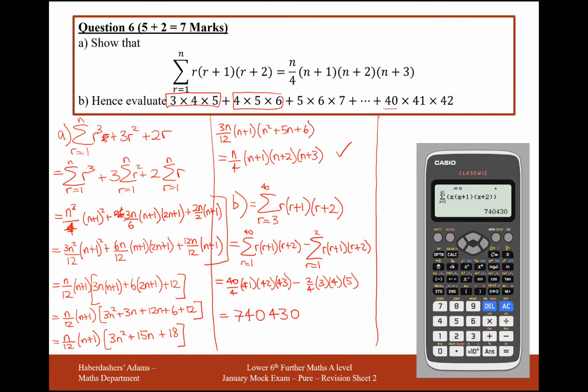So it's going to be x, bracket, x plus 1, bracket, bracket, x plus 2, bracket. And it goes from 3 up to 40. I can change those bottom and top numbers as I wish just by using this control pad arrows here. Type that in and you get the same answer as you did the other way, just as you would expect. Great, 7 marks.